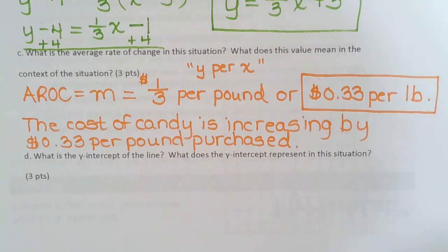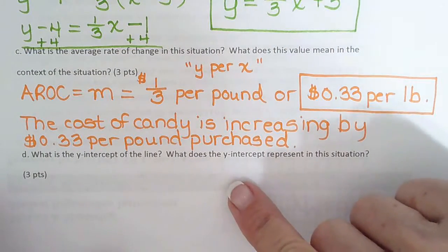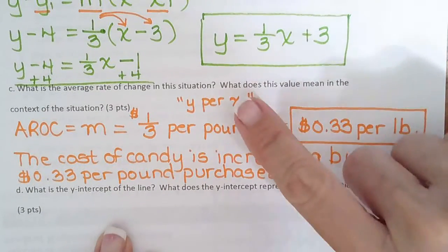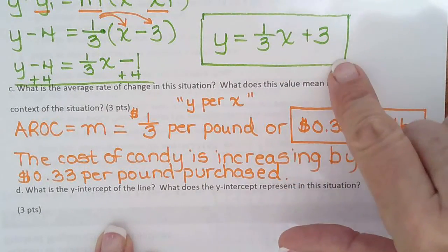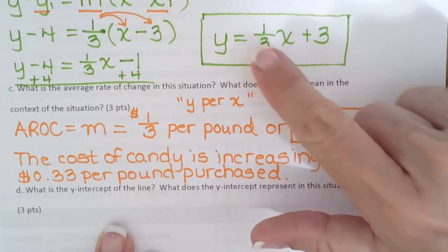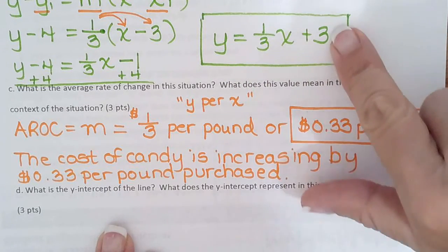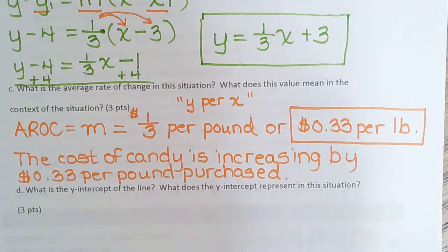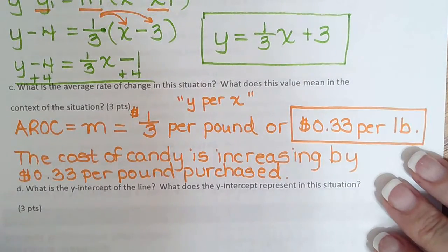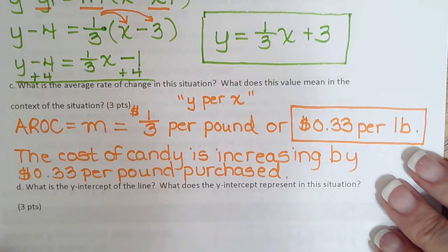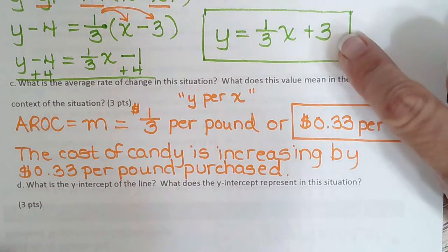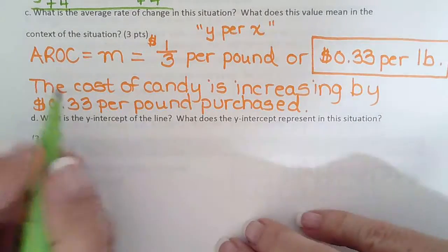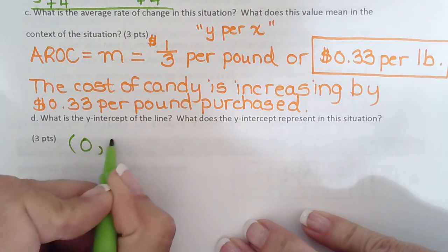What is the y-intercept? Well, we could find it because we know y-intercept means x equals 0, but we could also locate it right here. Whenever we have y equals mx plus b, 0 comma b is always your y-intercept. So I don't really have to do any work. X-intercept, yes, I have to do work, but y-intercept, I should be able to tell right here. So what is the y-intercept of the line? 0 comma 3.